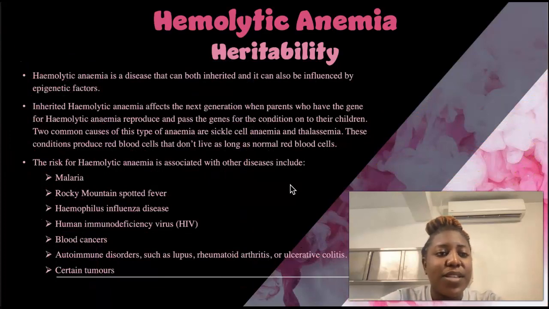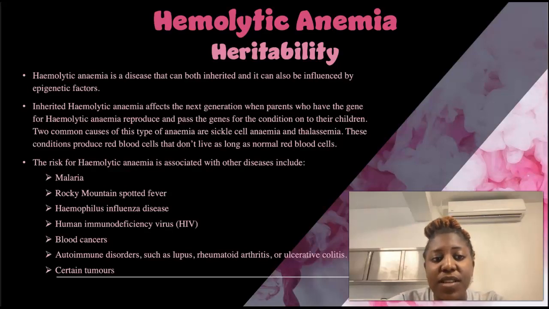Heritability. Hemolytic anemia is a disease that can be both inherited and it can also be influenced by epigenetic factors. Inherited hemolytic anemia affects the next generation when parents who have the gene for hemolytic anemia reproduce and pass the genes for the condition on to their children. Two common causes of this type of anemia are sickle cell anemia and thalassemia. These conditions produce red blood cells that don't live as long as normal red blood cells.